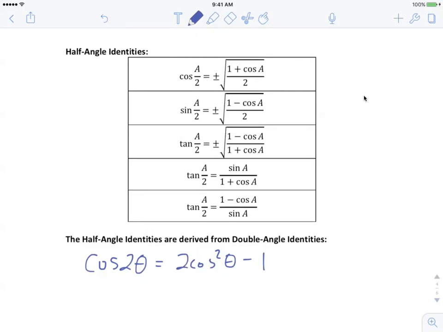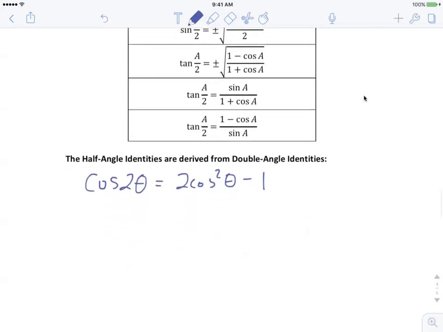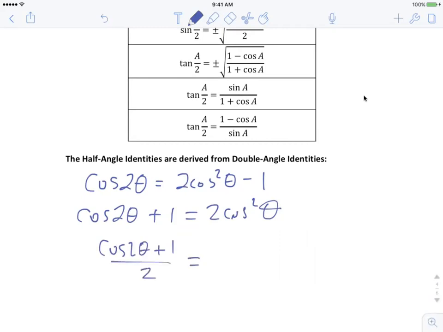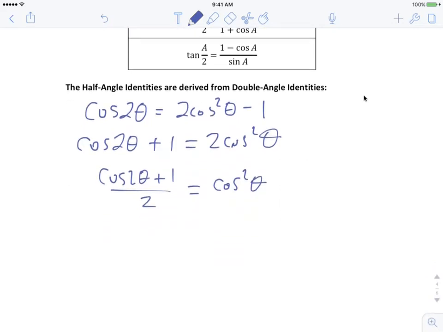There's the double angle identity for cosine, one of the versions. And really all you do is algebraically solve for cosine theta. Right, so your first step here is adding 1 to both sides. And then you end up with cosine 2 theta plus 1 equals 2 cosine squared. Then divide both sides by 2. So then you have cosine 2 theta plus 1 all over 2 equals cosine squared theta. And then square root both sides. And when you do a square root of both sides, you get a plus or minus.